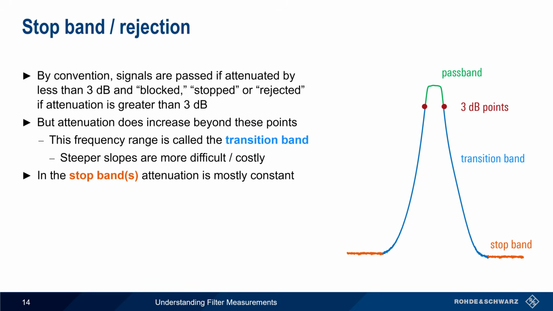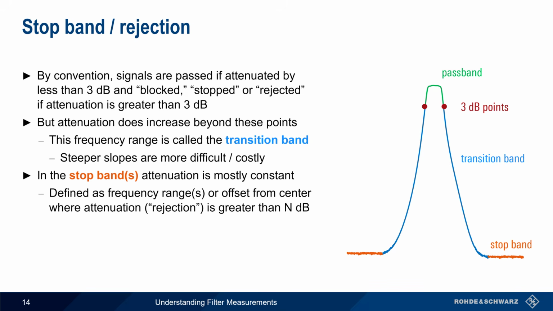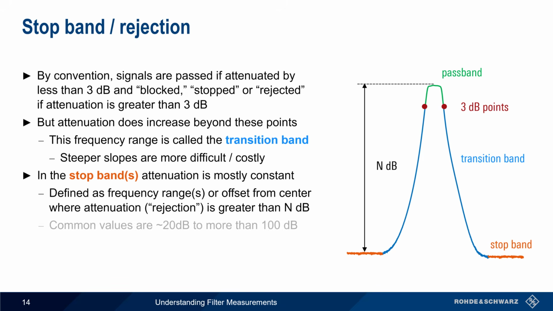The stop band is an important filter parameter and is defined as the frequency range, or offset from the center frequency, where attenuation or rejection is greater than n dB. Common values of n are low tens of dB to well over 100 dB, and here again, this is a function of filter design, with higher values of n typically corresponding to higher cost and/or complexity.